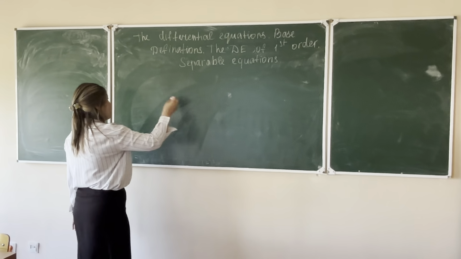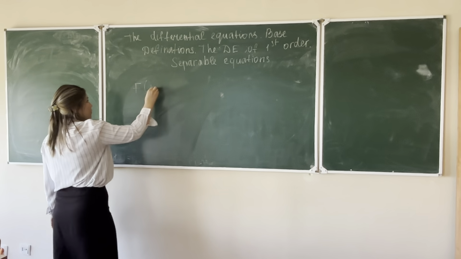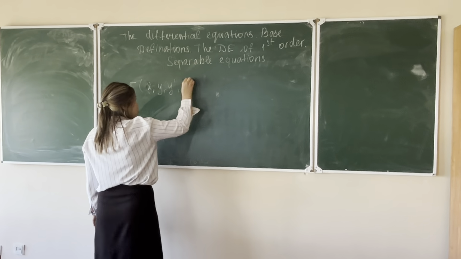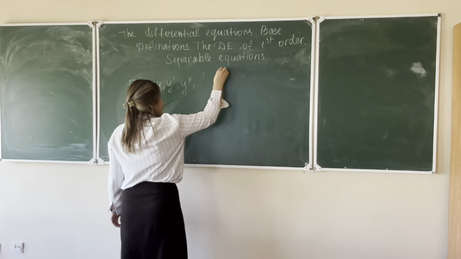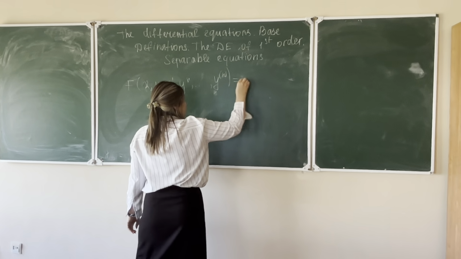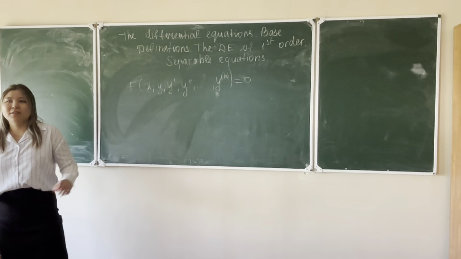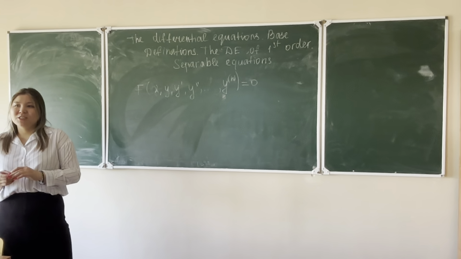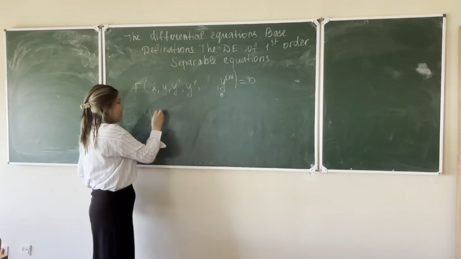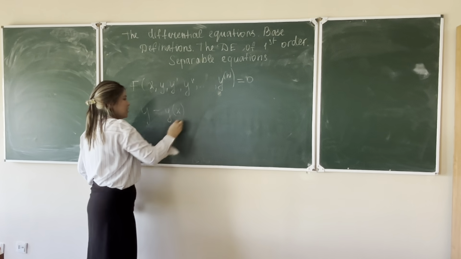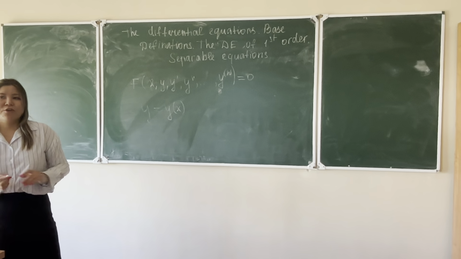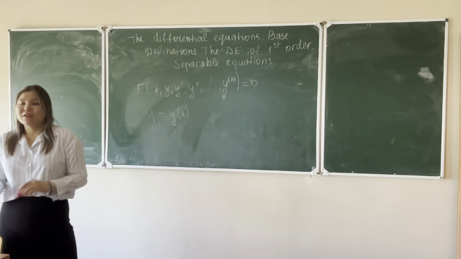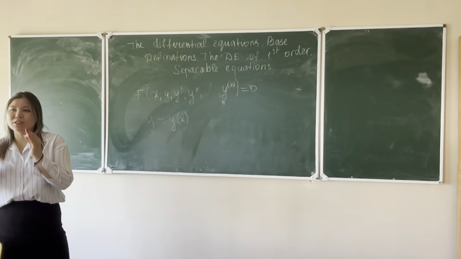The equation of the kind F(x, y, y', y'', etc., y^(n)) equal to 0, which contains the independent variable x and the desired function y of x depending on x, and its derivatives y', y'', y''', etc., is called an ordinary differential equation.